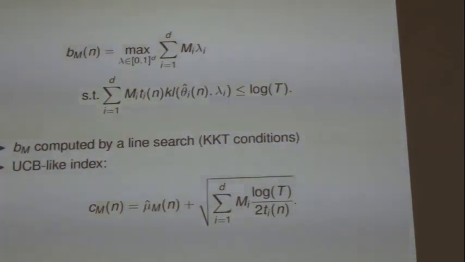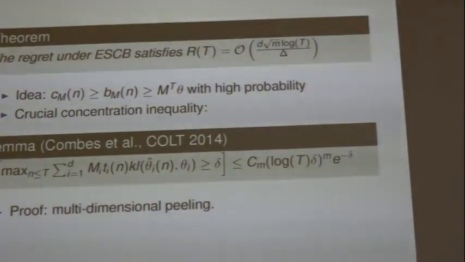Good amount, huh? So what you can prove, I'm not going to do it here, but it's just typical bandit stuff. You can prove that this algorithm has regret d square root of m log t over delta, as I predicted. And of course, the key idea, which you have to believe me on, is that this index, my number bm of n here, is indeed an index, so that it's greater than the dot product between m and theta with high probability.